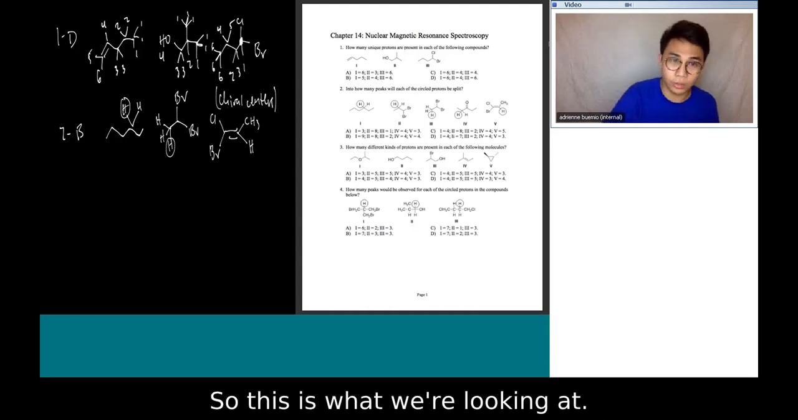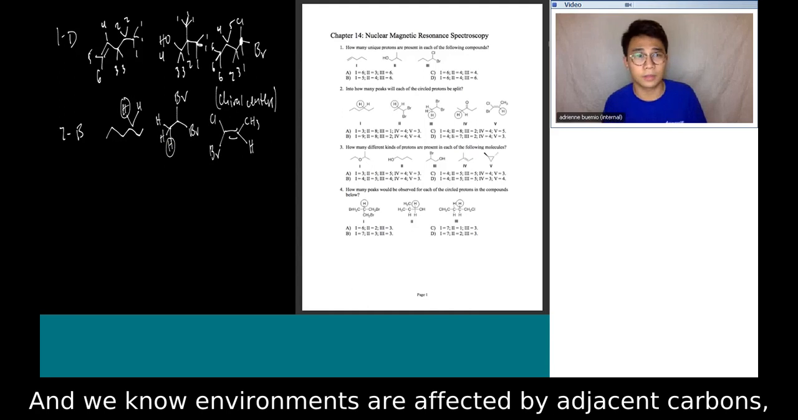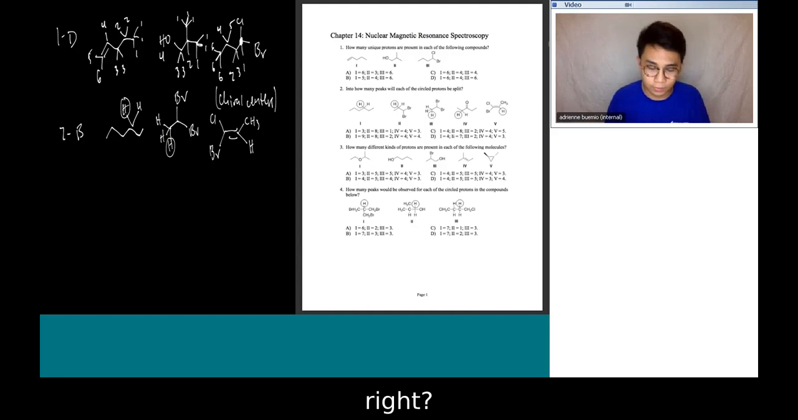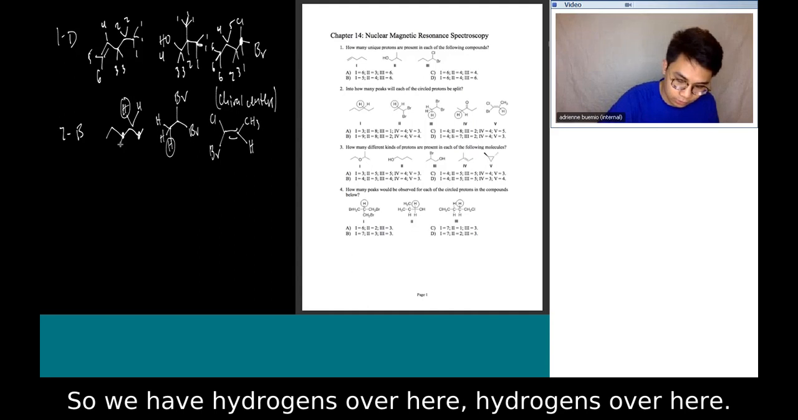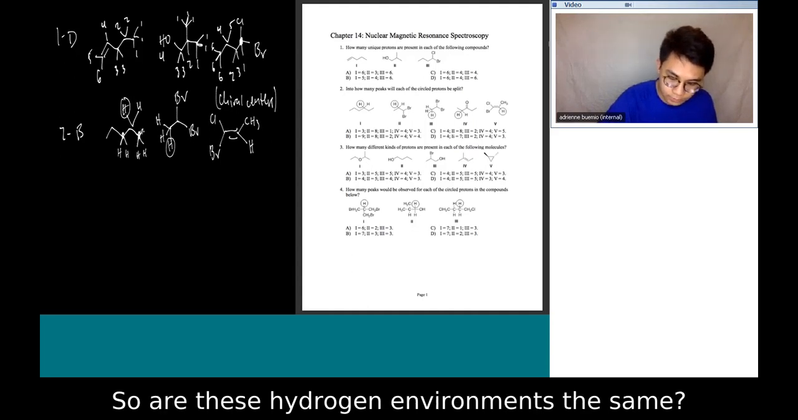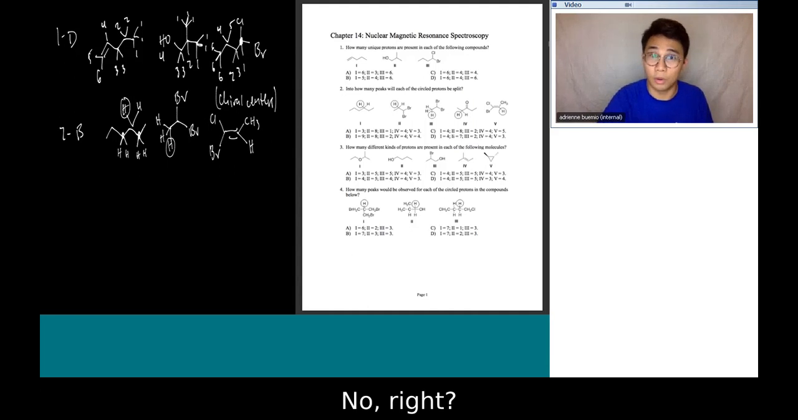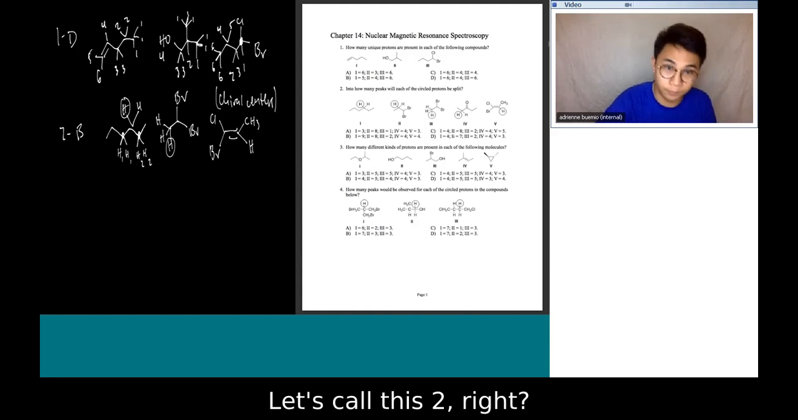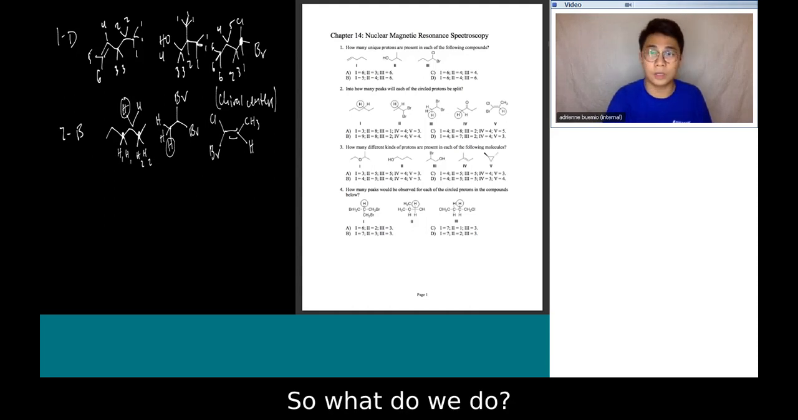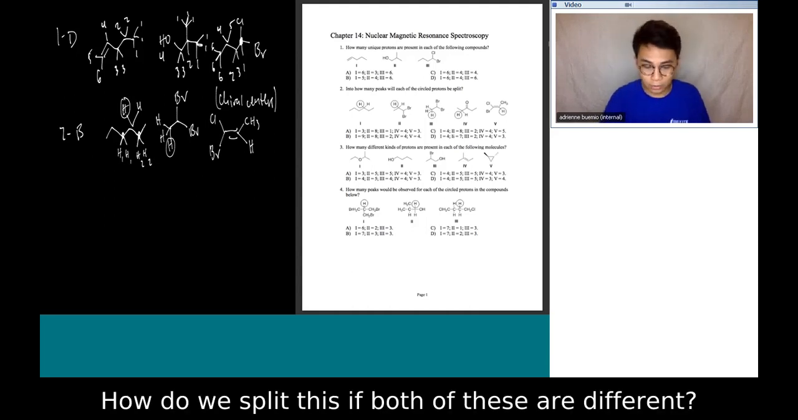So this is what we're looking at, and we know environments are affected by adjacent carbons, right? So it's affected by these splitting patterns, right? So we have hydrogens over here, hydrogens over here. So are these hydrogen environments the same? No, right? So let's call this one, let's call this 2, right? So they're different. So what do we do? How do we split this if both of these are different?